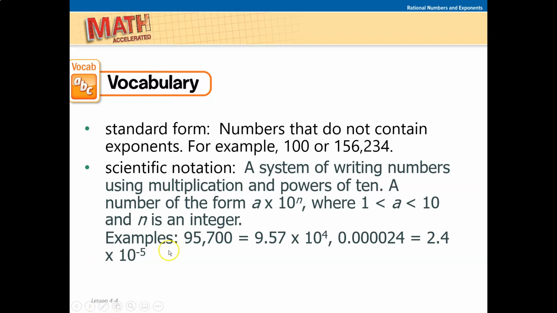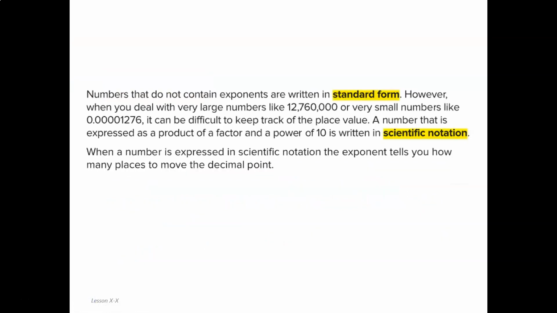For example, 95,700 is standard form. 9.57 times 10 to the fourth is scientific notation. 0.000024 is 2.4 times 10 to the negative fifth. So we use scientific notation to write really big or really small numbers. So remember, numbers that do not contain exponents are written in standard form, and scientific notation is to the power of 10.